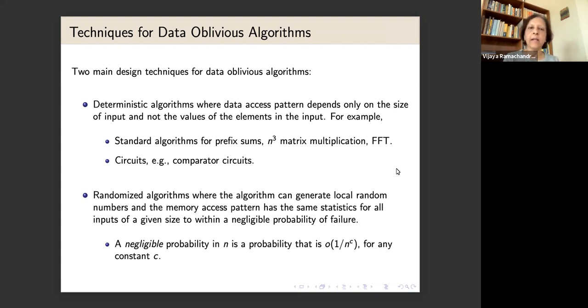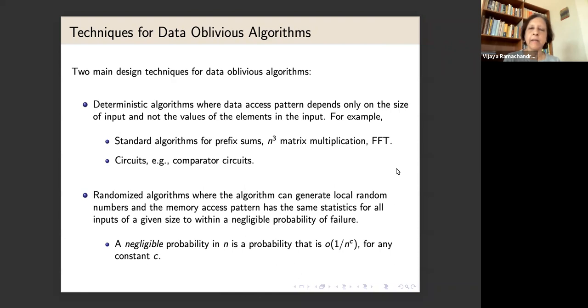For deterministic algorithms, we need an algorithm to have a data access pattern that depends only on the size of the input and not on the values in the elements. That will give a data oblivious algorithm. We have many common examples: the standard algorithms for prefix sums, matrix multiplication or FFT, or Boolean or comparator circuits. In all of these cases, once you fix the size of the input, the data access pattern is completely fixed. You can also have a randomized data oblivious algorithm.